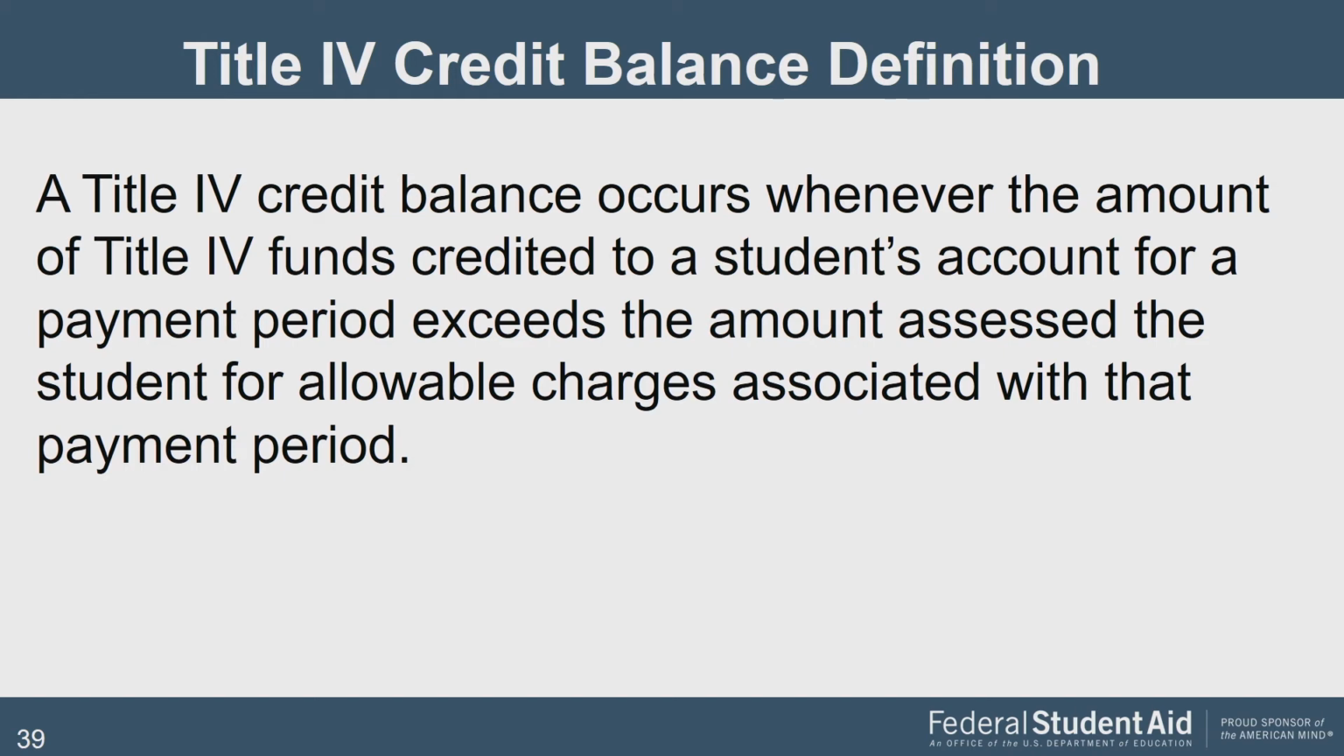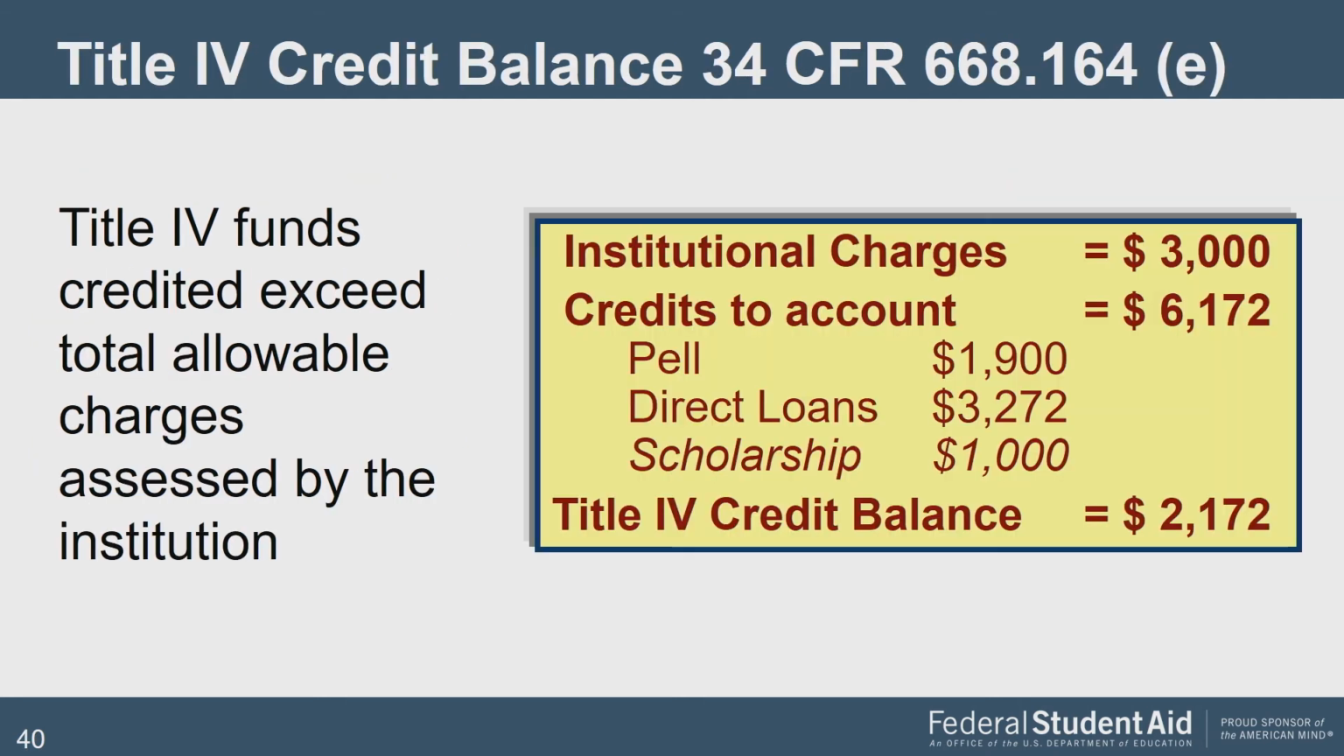Now, usually we tell you what the definition of a credit balance is at the very first slide, but I'm putting it here just to remind you that it occurs when the Title IV funds exceed the payments that needed to be made for that student. And this is what that looks like. So here we have institutional charges, we have credits to the account, which yields a Title IV credit balance. Notice that this Title IV credit balance does not include the scholarship. The scholarship is not Title IV.